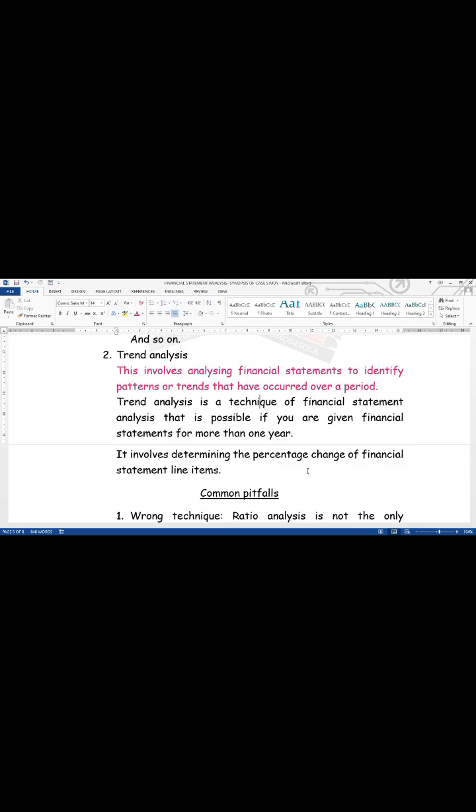But you cannot be assessing trend if you have a financial statement of only 1 year. Revenue for this year was 200,000. How do you know if that's increased or decreased? That's when you compare with something else. And what's that something else? You're comparing it with another year. So trend analysis is only possible if you are given financial statements of more than 1 year. So those are the two major techniques. When they're asking for financial statement evaluation, most times they will require you to do a trend analysis or a ratio analysis, as the case may be.